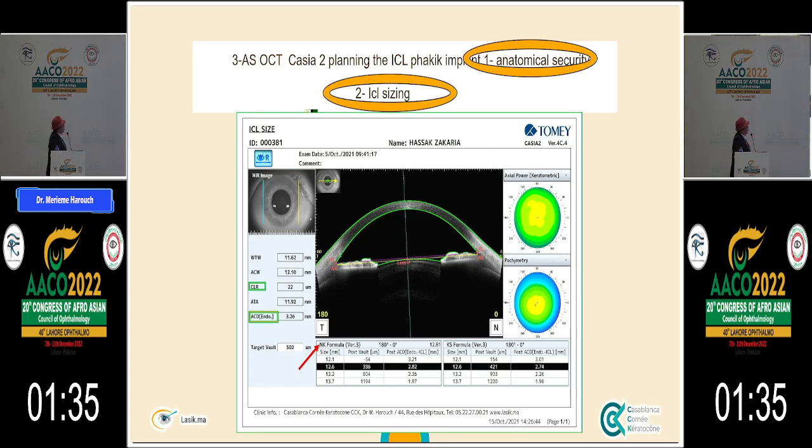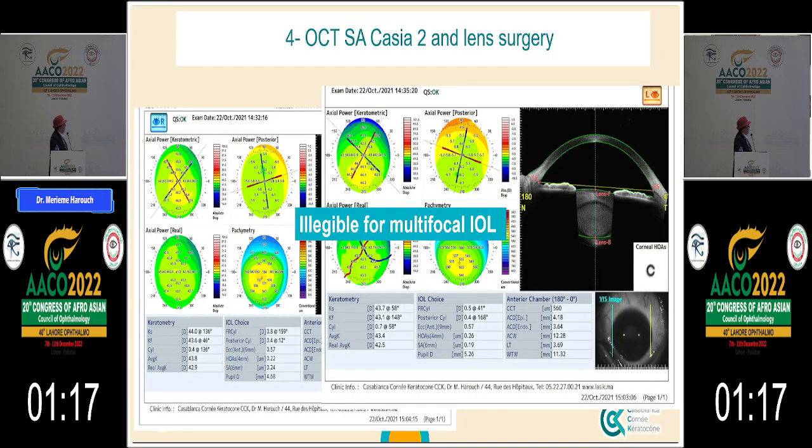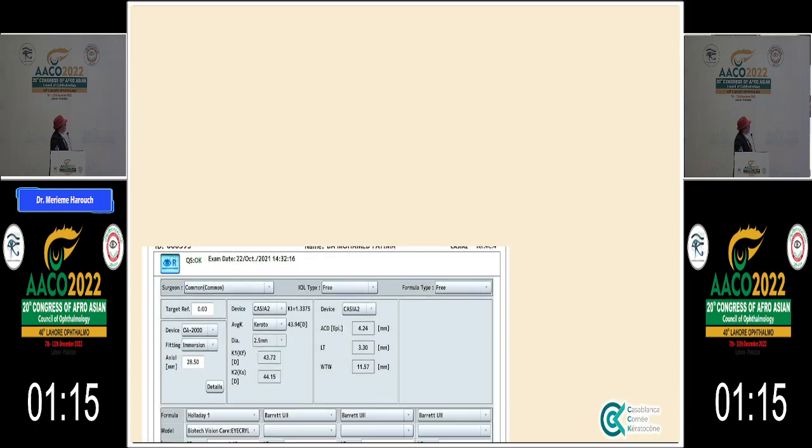CASIA 2 can also be used to plan for IOL, multifocal IOL. We can see if we have astigmatism, if we have regularity of the cornea, and it tells us if the patient is eligible for multifocal IOLs, like this patient.